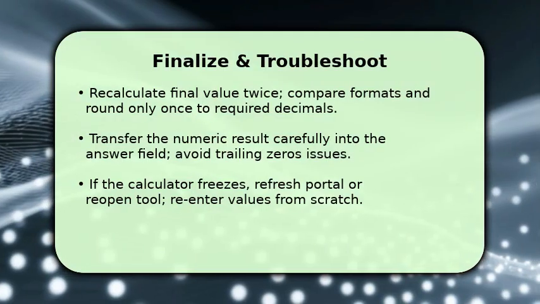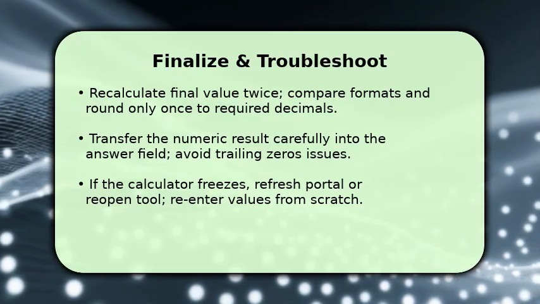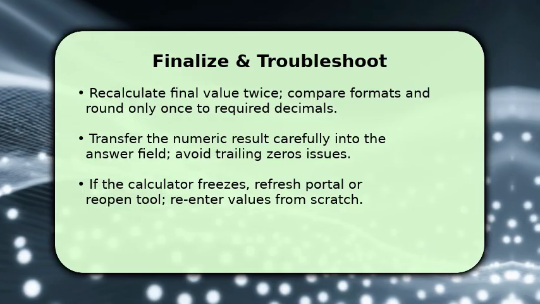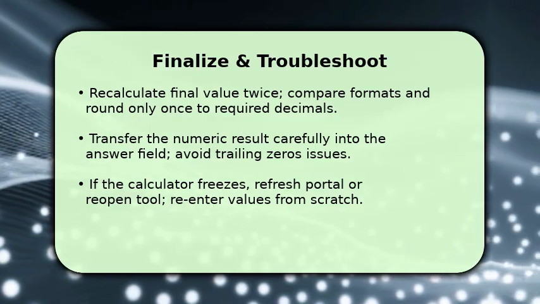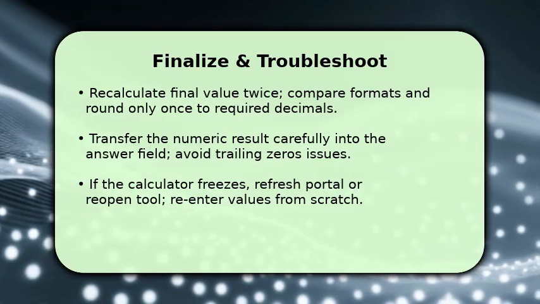You finish by recomputing the final numeric value at least twice and confirming the displayed format matches the question's required precision. Round only in the final step. Once satisfied, carefully enter the number into the answer box, checking for misplaced decimal points or extra zeros.